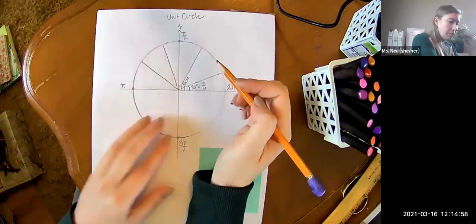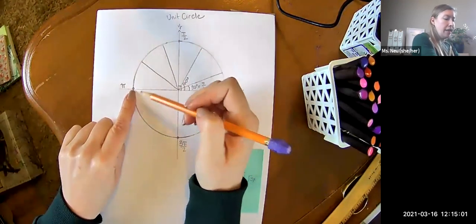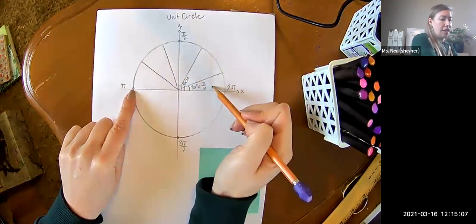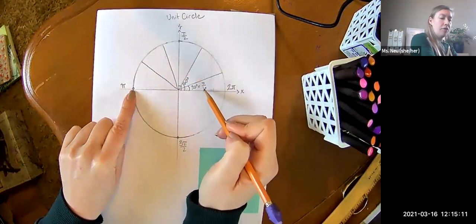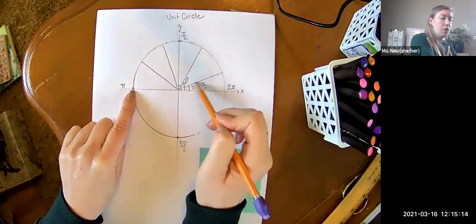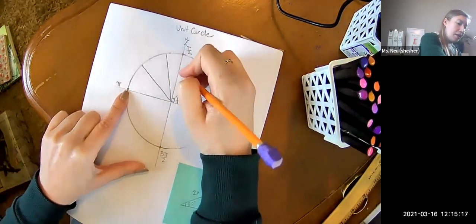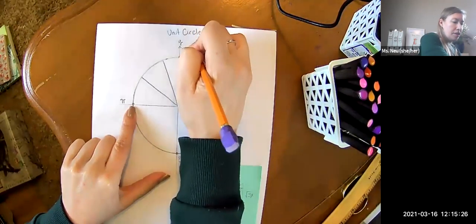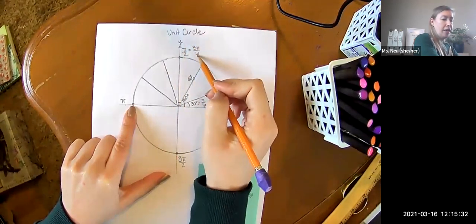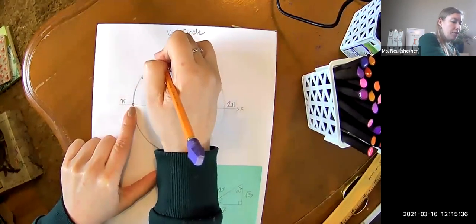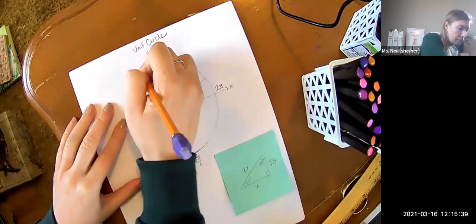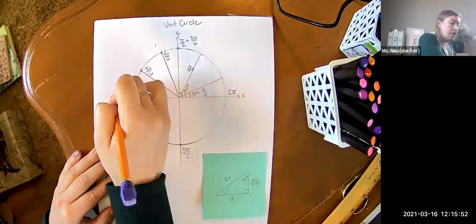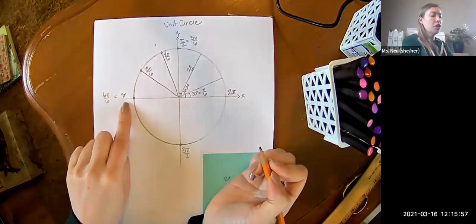Let's figure this out. If I split pi into this many pieces, how many pieces do I have? 1, 2, 3, 4, 5, 6. And that's why this is pi over 6. So this one's going to be 1 pi over 6, this one 2 pi over 6, this one 3 pi over 6, which should just be half pi again, right? This one's 4 pi over 6, this one 5 pi over 6, and this down here would be 6 pi over 6, which is also known as just pi.